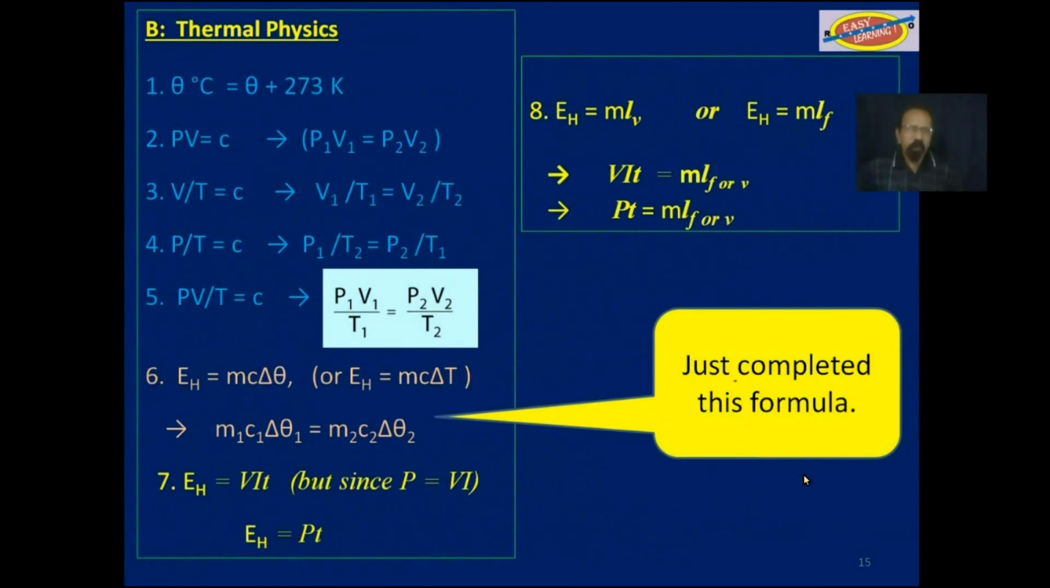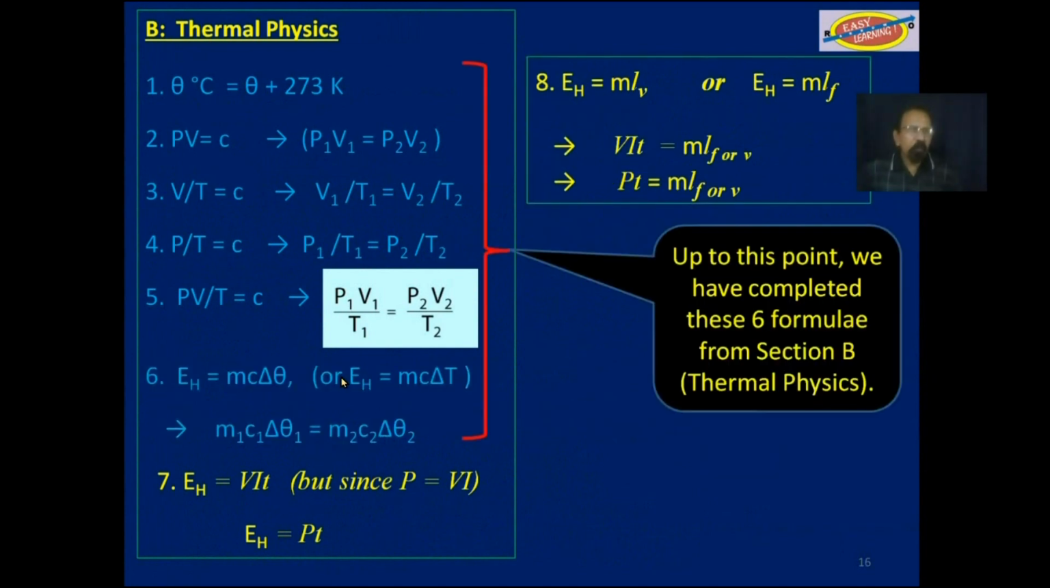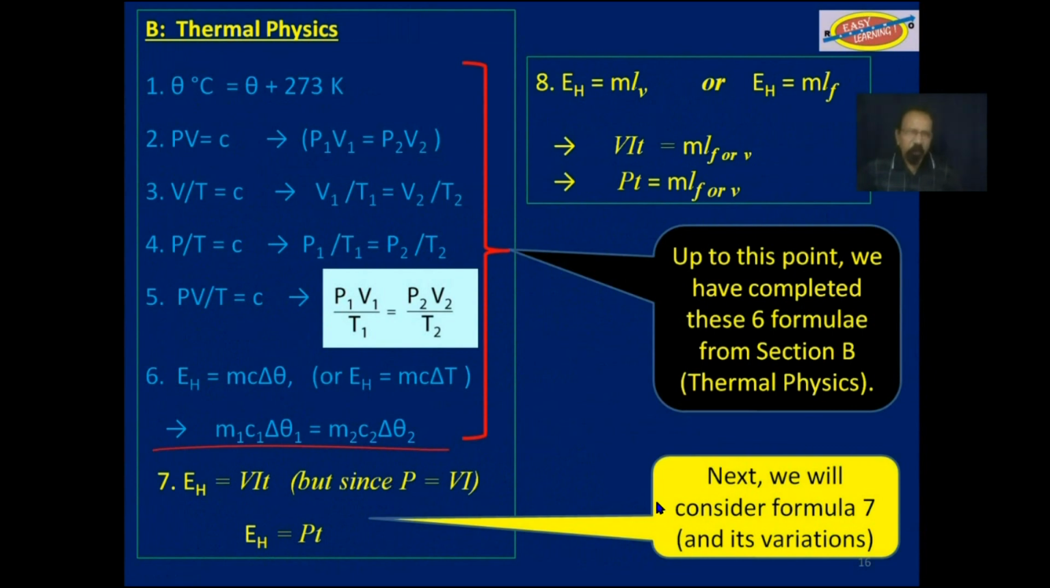So we just completed this formula here, formula 6. As of now, formulae 1, 2, 3, 4, 5, 6, all of those have been completed. And in the next video, we will consider formula 7 and its variation. Now, just to make sure we understand this, we were using formula 6 to find the specific heat capacity of a solid or a liquid using the method of mixtures. In formula 7, we will be finding the specific heat capacity of solids or liquids using an electrical method.